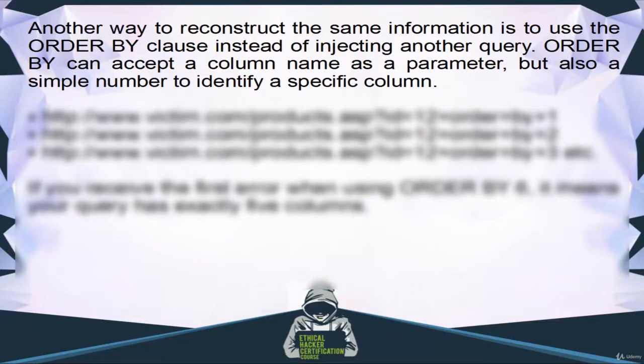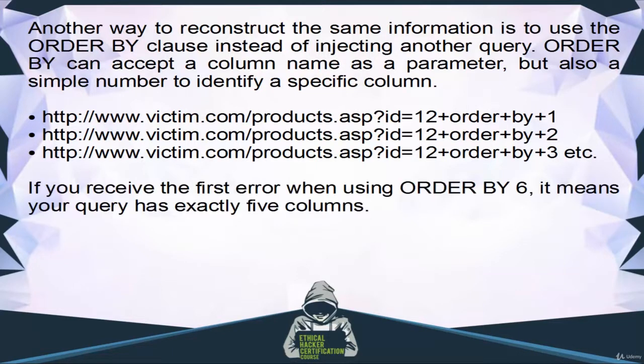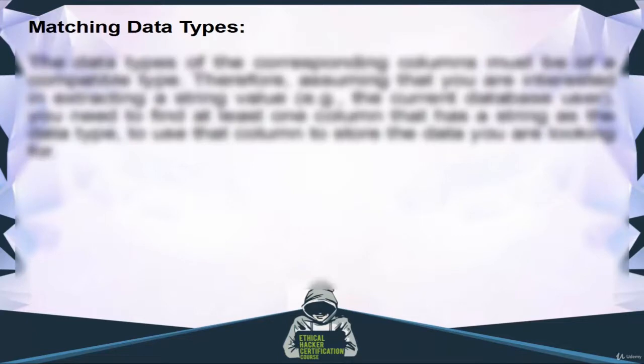Another way to reconstruct the same information is to use the order by clause instead of injecting another query. Order by can accept a column name as a parameter, but also a simple number to identify a specific column. Here you can see products.asp?id=12 plus order by 1, and so on, order by 2, order by 3, etc. If you receive the first error when using order by 6, it means your query has exactly 5 columns. Don't worry if you are not getting it, I will show you each and everything in practical in upcoming videos.